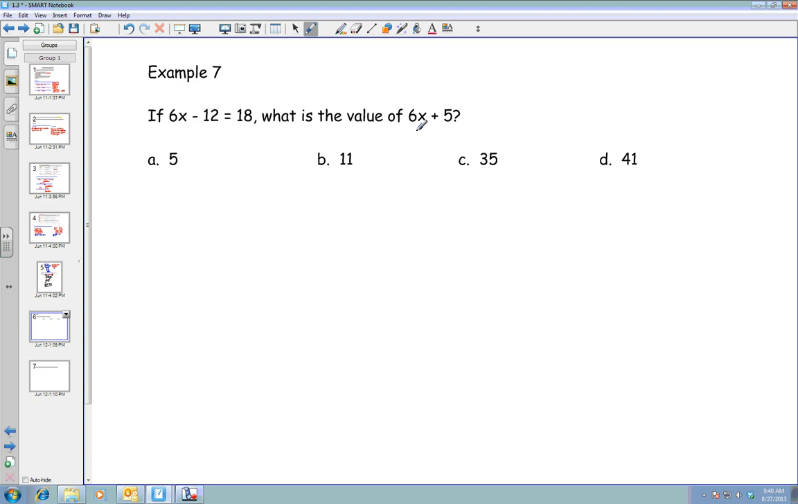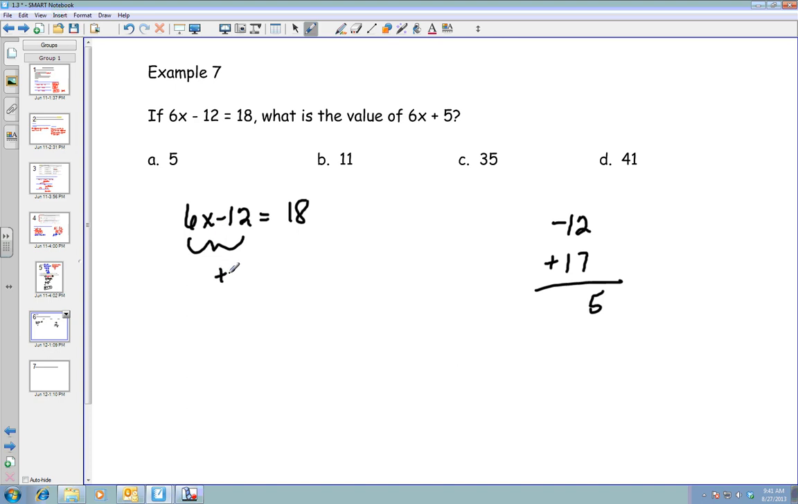So this is where we can use what we call those properties of equality, addition of equality and subtraction of equality. I'm going to write this down right here, 6x minus 12 equals 18. I want this side, instead of being 6x minus 12, I want it to be 6x plus 5. So what am I going to have to add to negative 12 to get it equal to a positive 5? Do you see I'm going to have to add 17 to that? Negative 12 plus 17 gives me 5, and that's what I want over here.